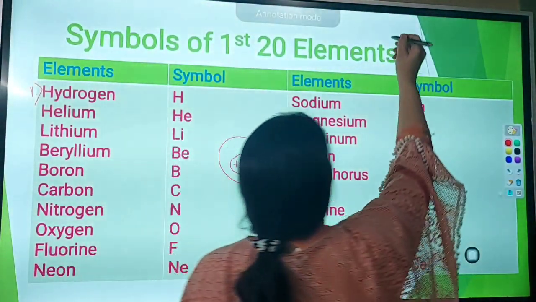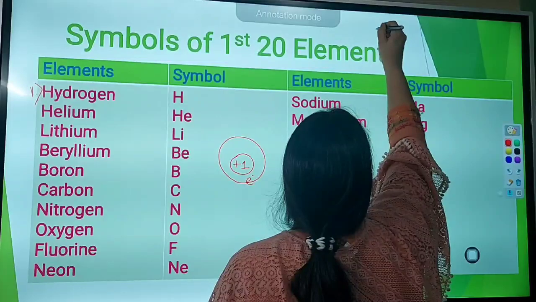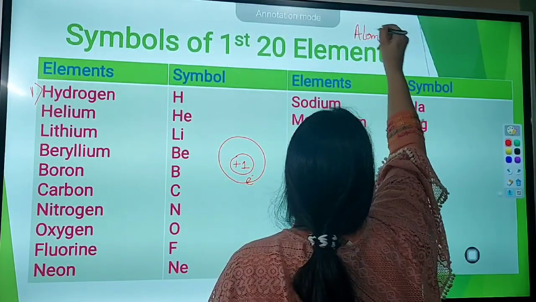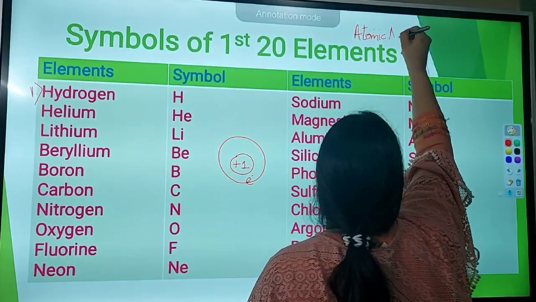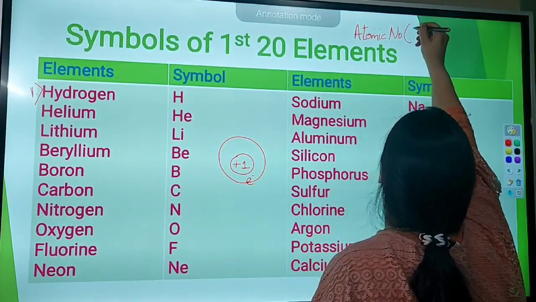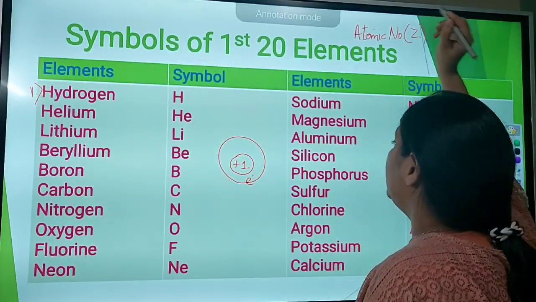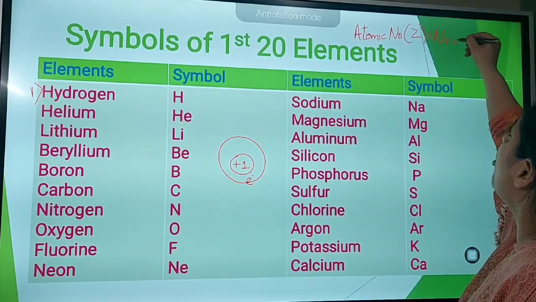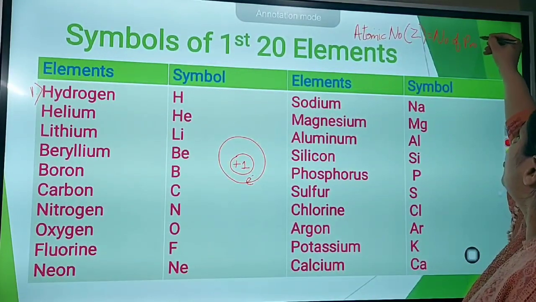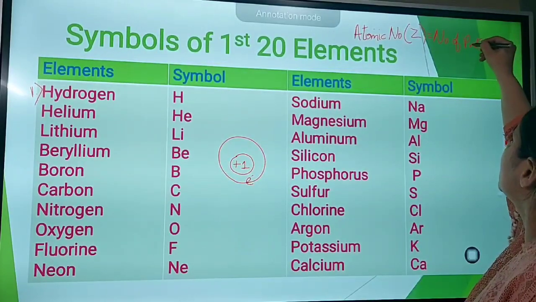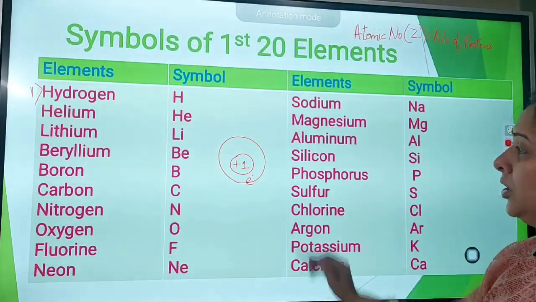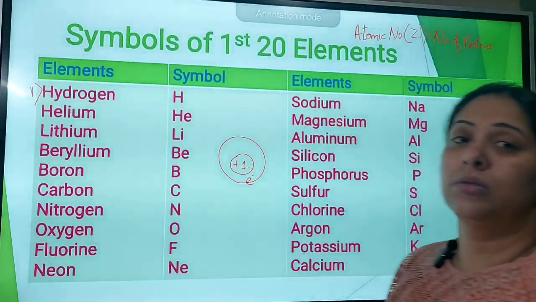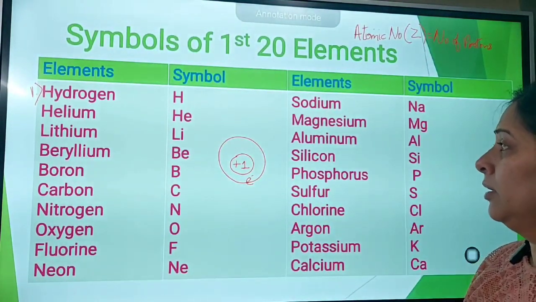What is atomic number, children? Atomic number, उसको denote करते हैं letter Z से, is nothing but the number of protons in the atom. So कितने protons हैं? 1. That's why hydrogen is on number 1.